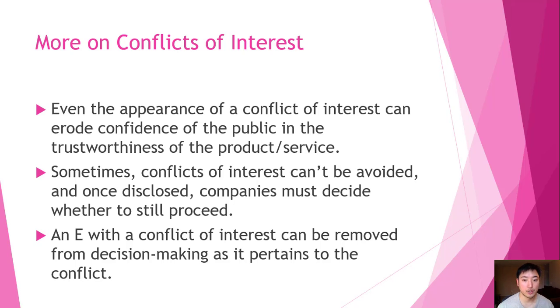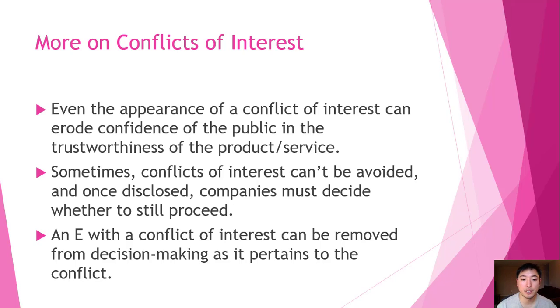Sometimes, though, conflicts of interest cannot be avoided. Right? There are exceptional cases. And once disclosed, companies must decide whether to still proceed or not. It could be the case that, for example, an engineering firm needs to use a particular kind of material and it's only being produced by one company. And it just so happens that there's a conflict of interest with this company in that there might be relatives involved in decision making. And there are relatives in both companies that are relatives to each other, which can create conflicts of interest.